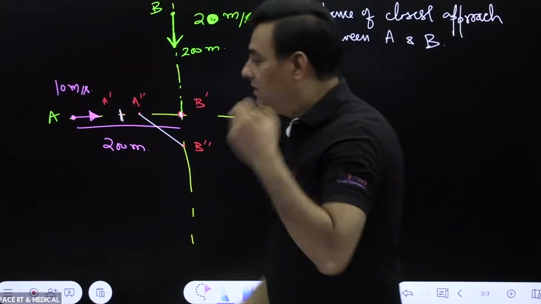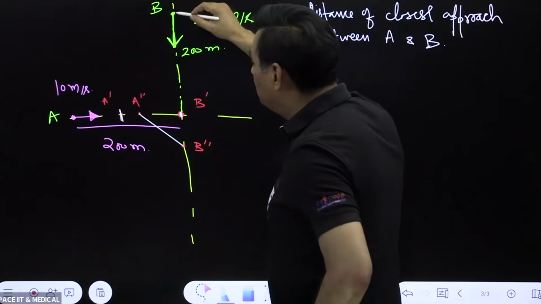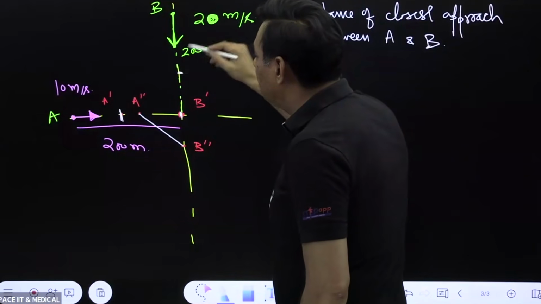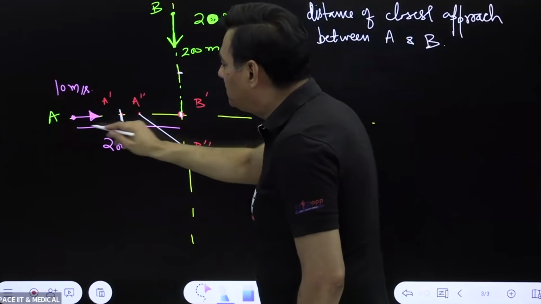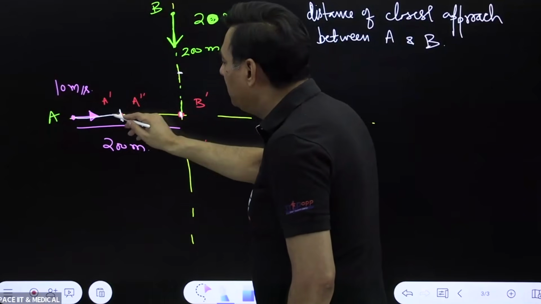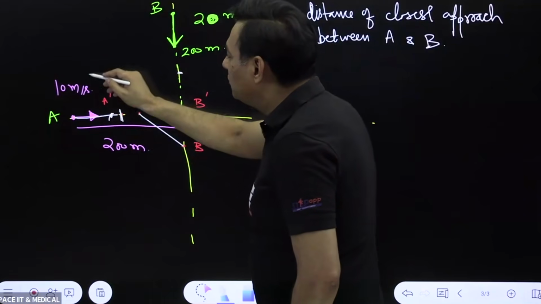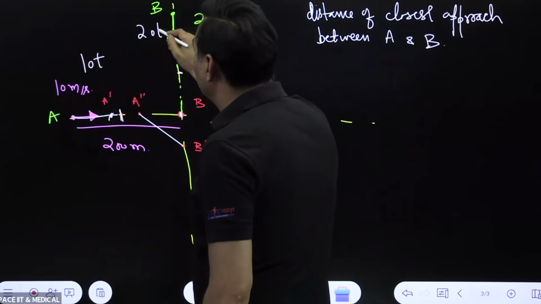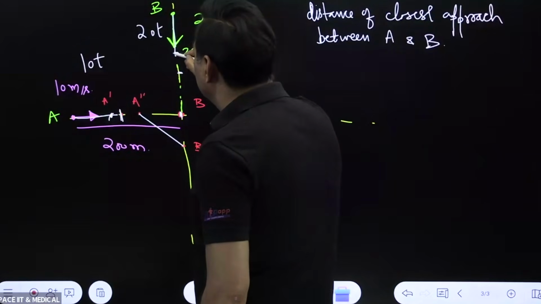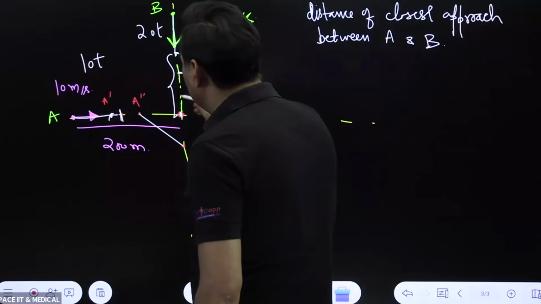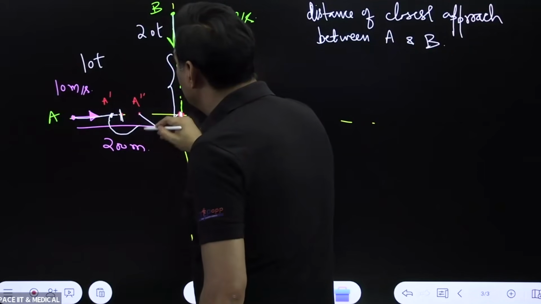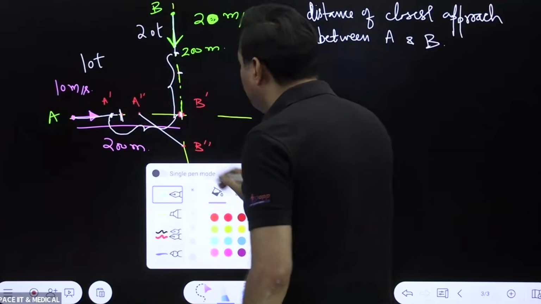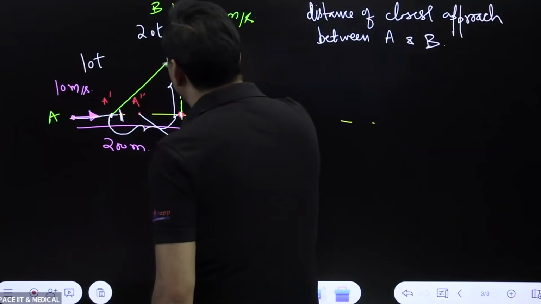How will we do that? I can show you maths also. You assume after t time, this has traveled how much? 20t. After t time, it has traveled how much? 10t. So 10t, 20t. Now the remaining distance, this and this. This is the distance as a function of time between them.